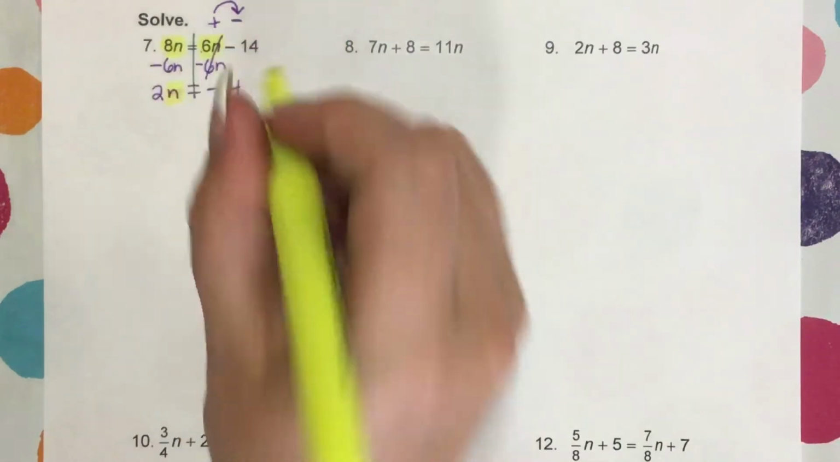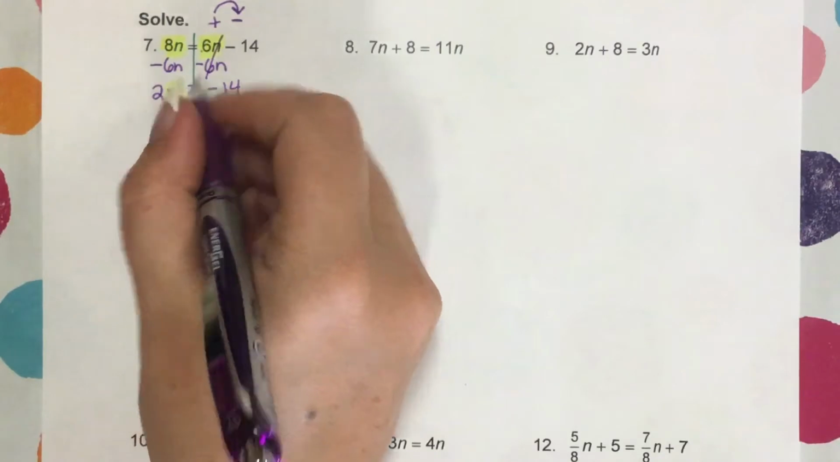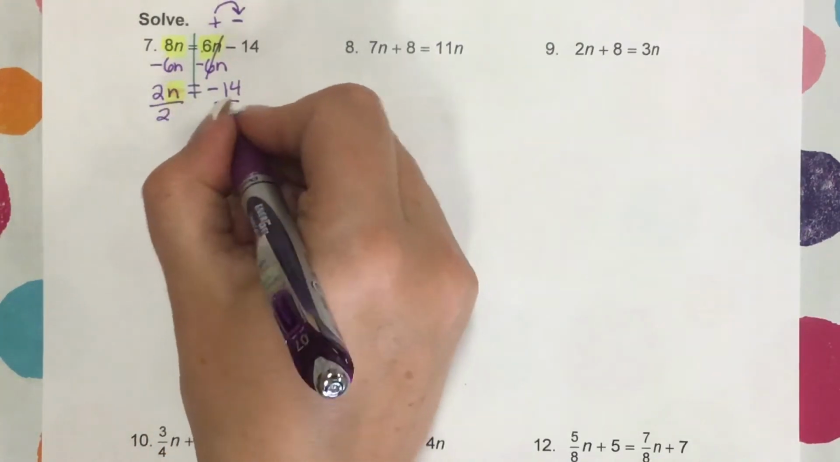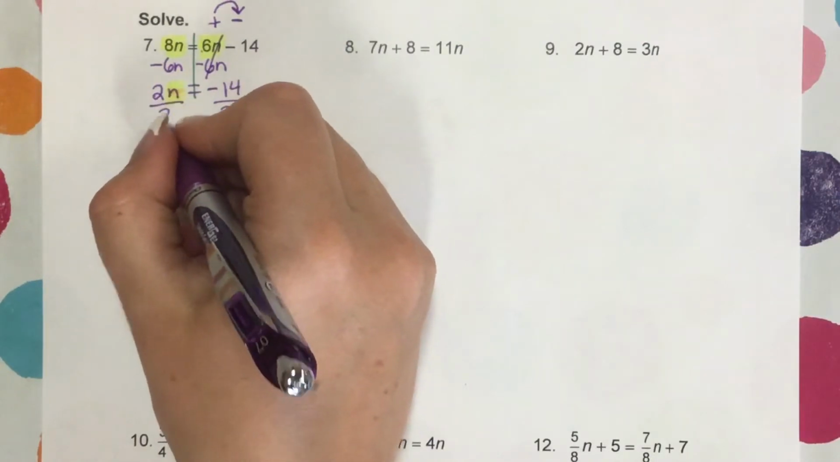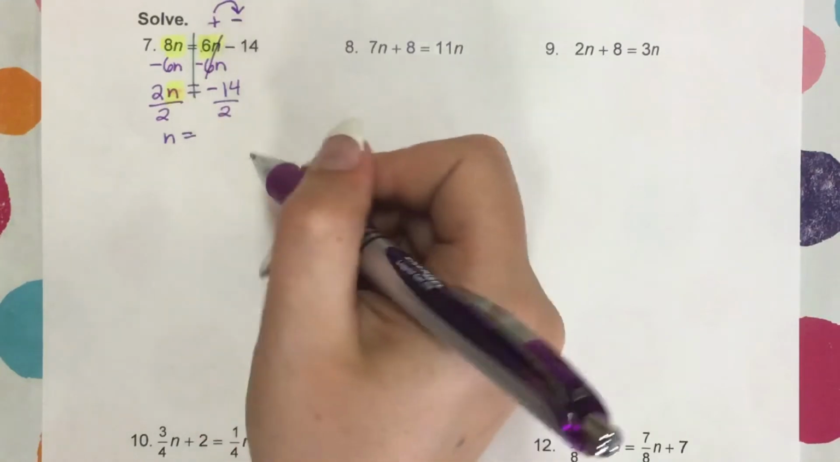And we're trying to figure out what n is. So n isn't by itself. This is 2n, which is 2 times n. So we have to do the inverse operation, which is dividing by 2 to both sides. So 2 divided by 2 is 1. 1 times n is n equals negative 14 divided by 2.